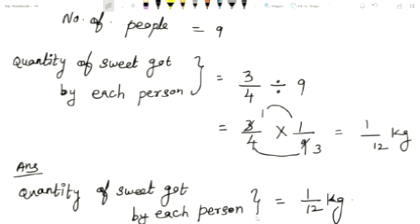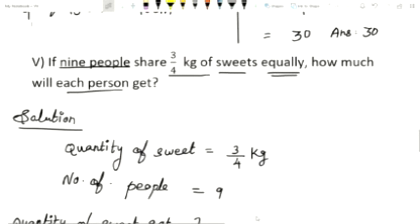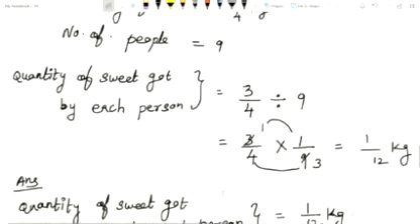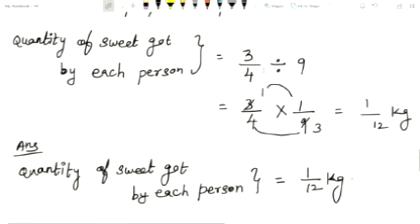So in this question, total quantity of sweet is given. Total quantity of sweet equal to 3/4 kg. Number of people 9. So we need to find out quantity of sweet got by each person. Okay. So 3/4 divide by 9. Okay. So 3/4 you write as it is. You change the symbol. You have to take the reciprocal. So the reciprocal of 9 is 1/9. 3 ones are 3. 3 threes are 9. Now you multiply the numerator. 1 into 1, 1. Multiply the denominator. 4 threes are 12. Okay. So 1/12 kg. Quantity of sweet got by each person equal to 1/12 kg. You understand, children?